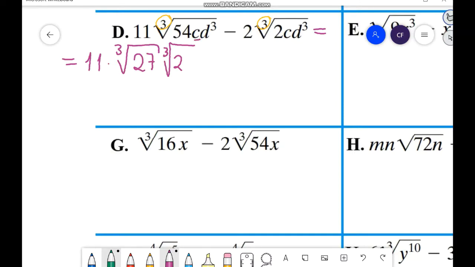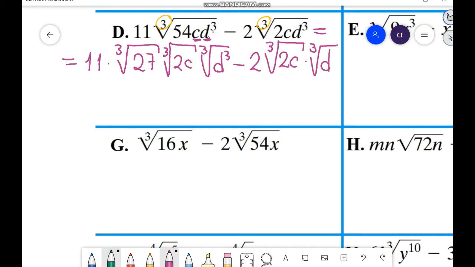We cannot simplify C, we cannot simplify 2, but yes, we can simplify this D cubed. So let's write here the cube root of D cubed, okay? Because I think we can simplify. Minus 2 times. And let's check what we can simplify. We cannot simplify 2, we cannot simplify C, but definitely we can simplify D cubed, because the cube root of D cubed is equal to D, right?